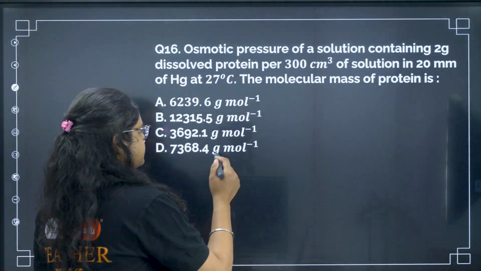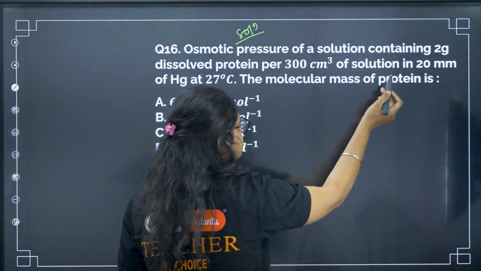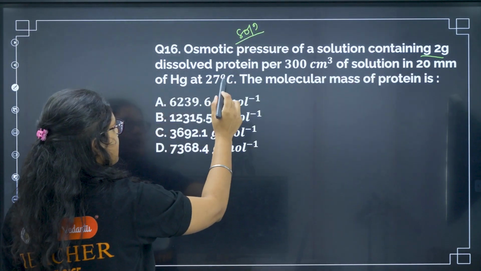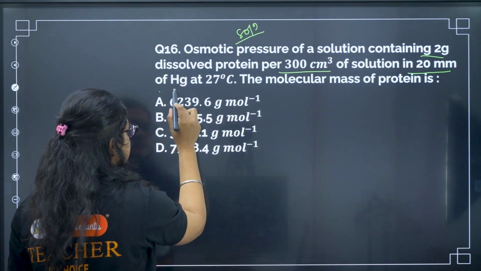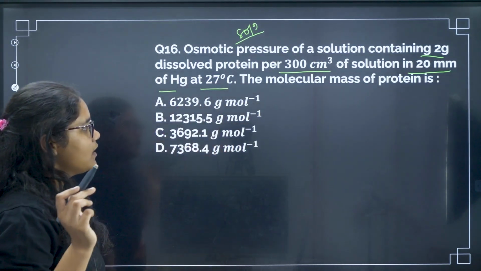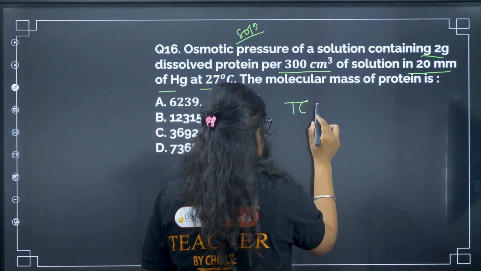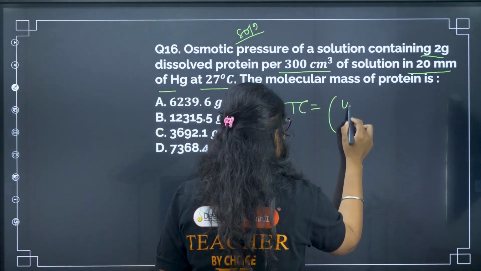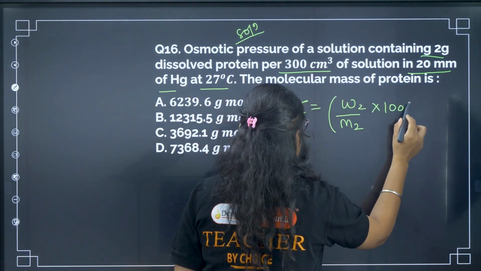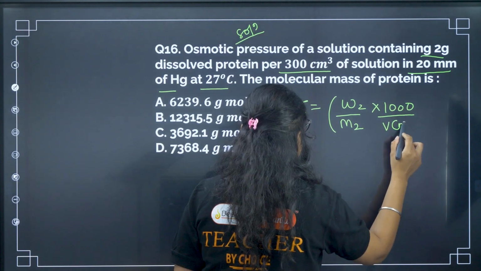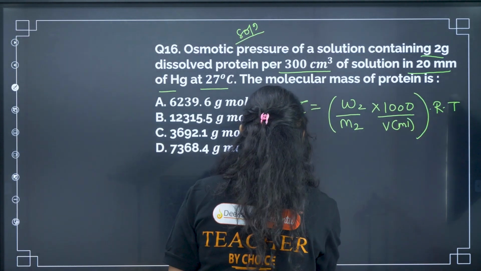Okay, next. So solutions, we came to the solutions chapter. The osmotic pressure of a solution containing 2 gram of dissolved protein in 300 ml of the solution is 20 mm of Hg at 27 degrees Celsius. The molecular mass of the protein is? So the osmotic pressure formula we know, pi is equal to CRT, that is W2 by M2 into 1000 by volume in ml into R into T, right?